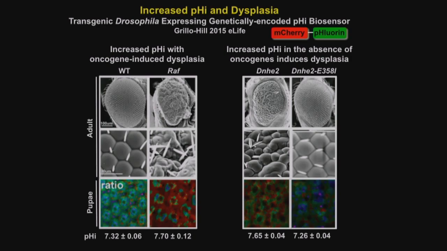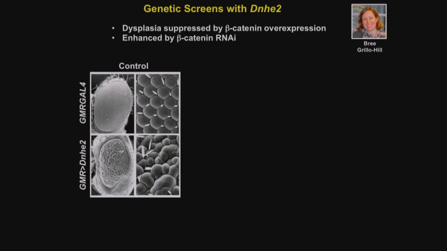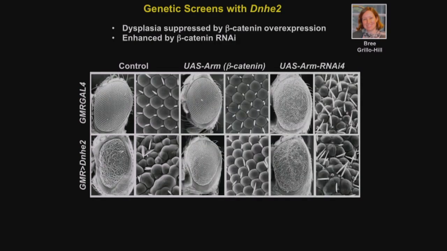So this is interesting, but most importantly, because of the beauty of fly genetics, Drosophila genetics, we can now start using modifier screens to see what's causing this. And that's what Bree Grillo-Hill did in our lab. So here's the rough eye phenotype with the overexpression and dysplasia. And we did a targeted screen with signaling molecules. And lo and behold, what we came up with was the strongest hit was armadillo, which is mammalian beta-catenin.